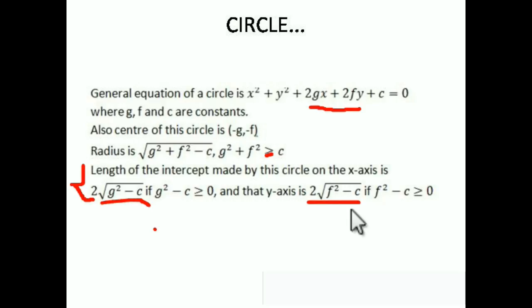Now, I covered almost 50% of the formulas of the circle which are important for JEE Mains. 50% still remains, and I am going to cover that in the next video. Okay, now let's see a basic problem based on these formulas.